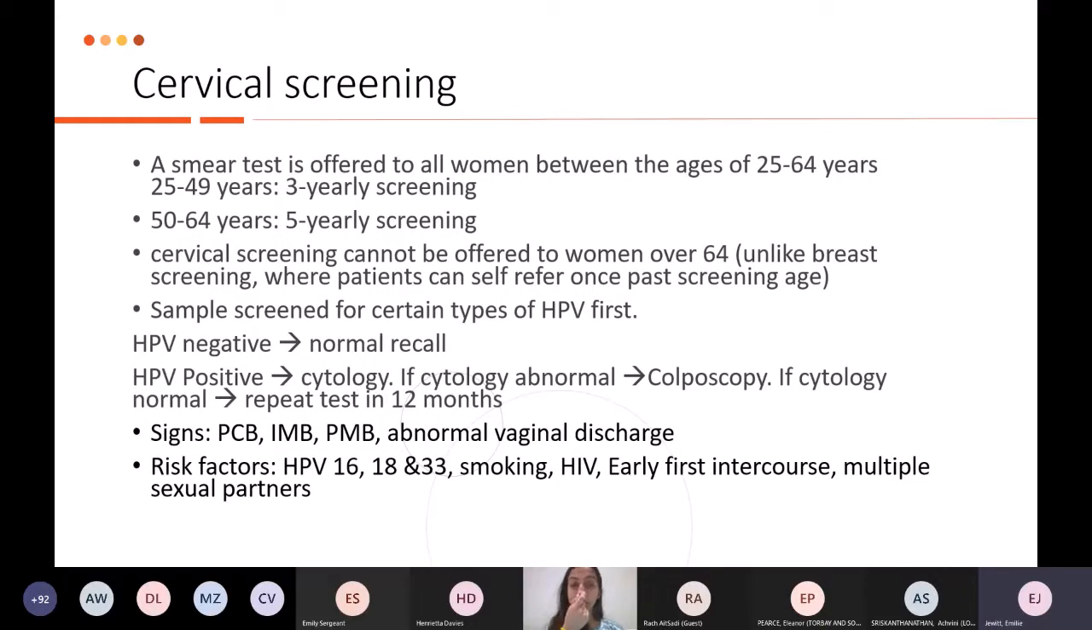Thinking about your cervical cancer, women can present with postcoital bleeding, intermenstrual bleeding, and postmenopausal bleeding, and sometimes they present with abnormal vaginal discharge. Risk factors, as we probably all know, would be HPV 16, 18, and 33. If you smoke, if you've got HIV, and then I suppose the last two are in there because, I suppose the psychology is that if you're having multiple sexual partners or early first intercourse, you may not use protection and therefore get HPV. But personally, I think that might be a little bit outdated.